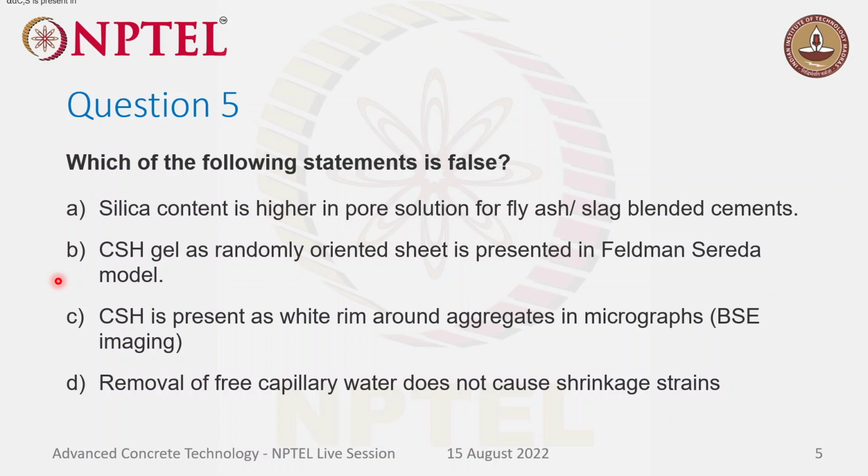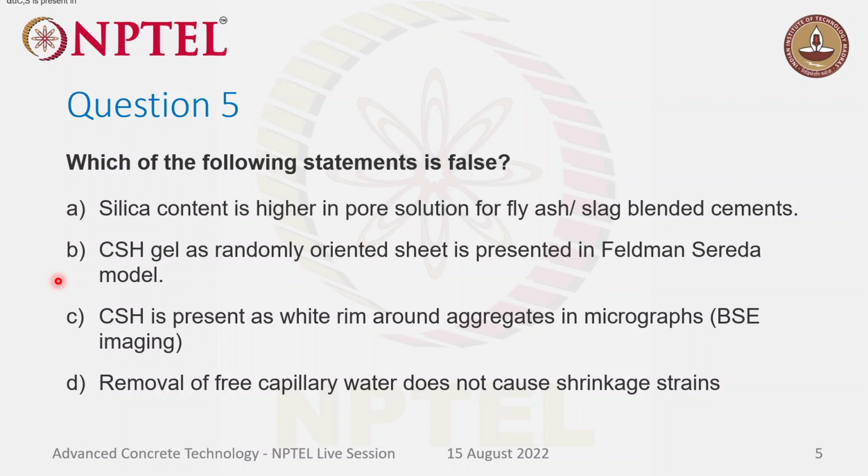If free capillary water is removed, removal of water means there is a reduction in volume, so obviously shrinkage will occur. But here the option given is removal of free capillary water. So does removal of free capillary water not cause shrinkage? If it is true, then it's okay. If it's false, they have to pick option D. So we have to go through all these options and say which statement is false.